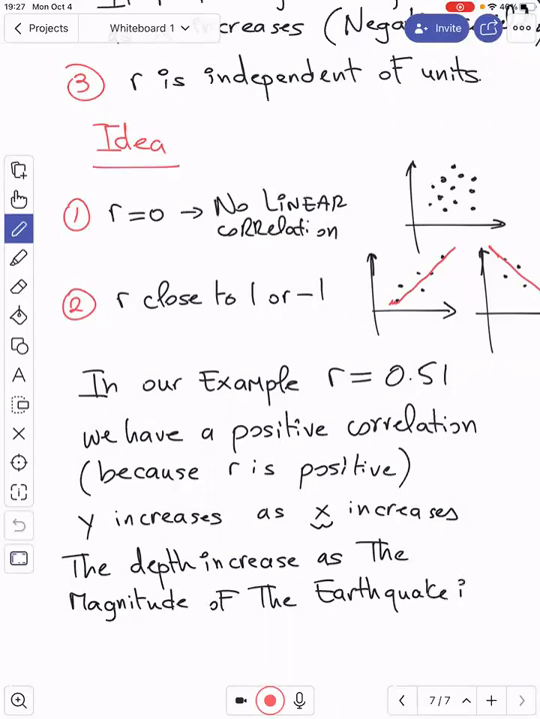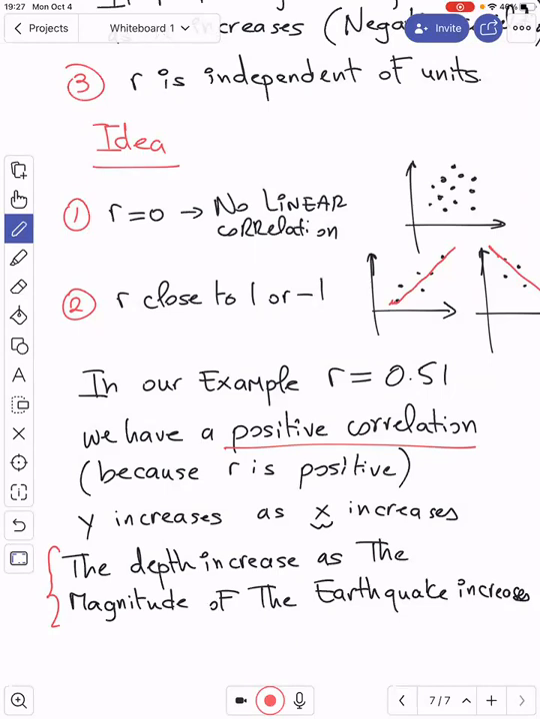Okay. So yeah, we have a positive correlation. That's the first thing we can deduce from this R, right? Now, what's the strength of the linear correlation between X and Y? Do we have a strong linear correlation, or moderate linear correlation, or low linear correlation, right?